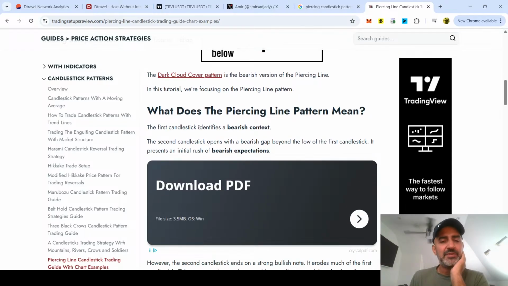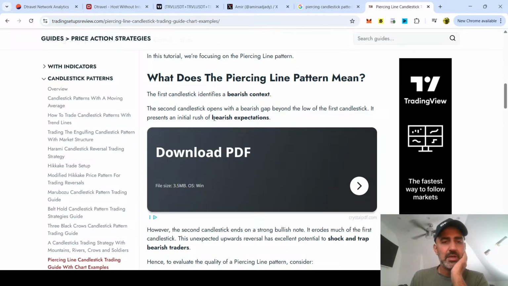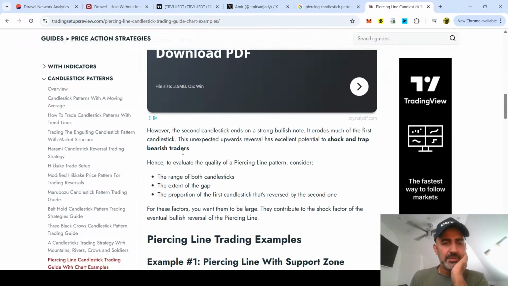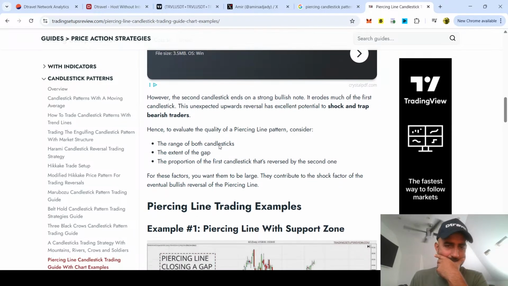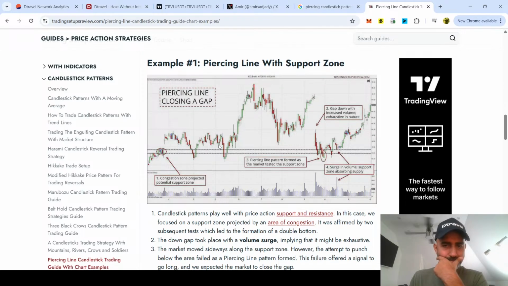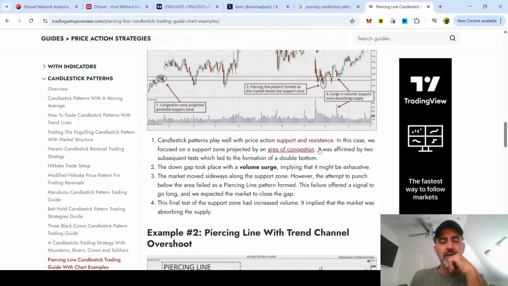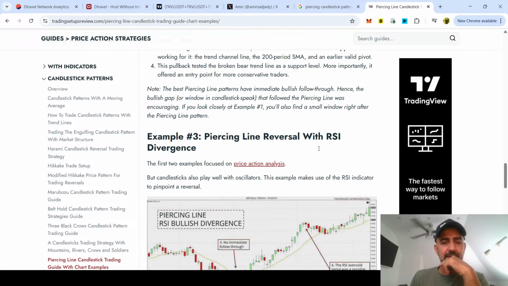The first candlestick identifies bearish context. The second candlestick opens with whatever gap. The second candlestick ends on a strong bullish note. It erodes much of the first candlestick. This unexpected upward reversal has excellent potential to shock and trap bearish traders. And give some examples of piercing candles in the stocks, and then you get it's like a bear trap, isn't it?